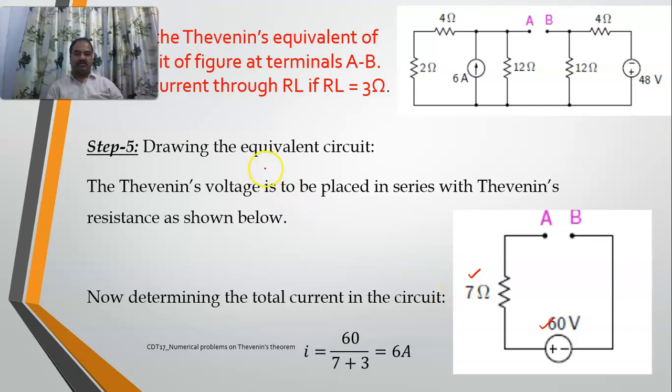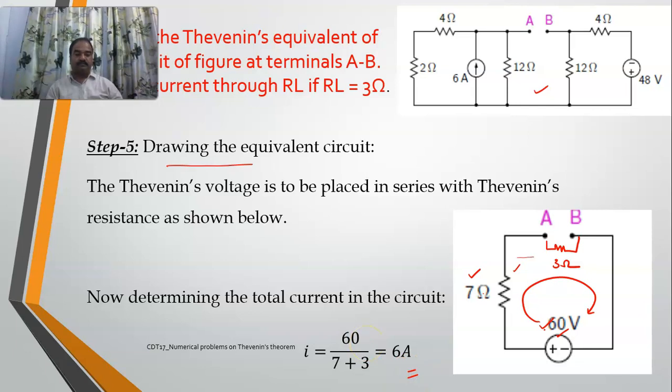Now the final step is drawing the equivalent circuit, which means that this entire circuit now can be replaced by a voltage source 60 volts in series with the 7 ohms, the Thevenin's resistance. Now if you want to replace it here with your 3 ohms resistor, now what is the total current in the circuit? The total voltage is 60 by the total resistance is 7 plus 3. So the current will be 6 amperes.